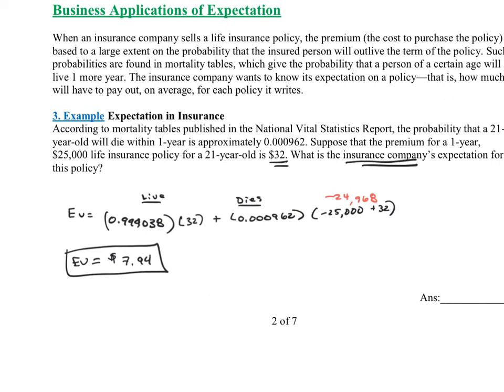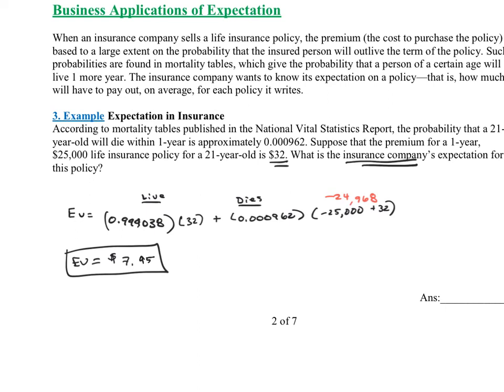They use the probabilities from things like the National Vital Statistics Report. They determine what they should charge you, and they always make sure their expected value is positive. Okay. Sorry, let me correct that amount. I actually got $7.95 when I did this. I'm going to come in here and change that to $7.95.